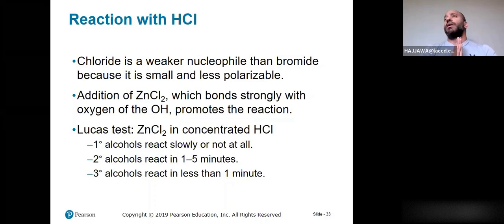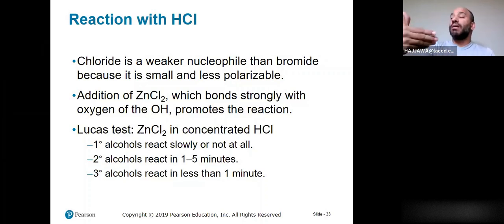How about HCl? Because of the fact that Cl minus is a weaker nucleophile than Br minus, that's going to make this reaction even slower compared to HBr and HI. So that's why you will notice that some reactions with HCl, you will see a Lewis acid being used, which is zinc chloride. What is zinc chloride going to do? It's going to activate the alcohol to make it easier to be kicked out.